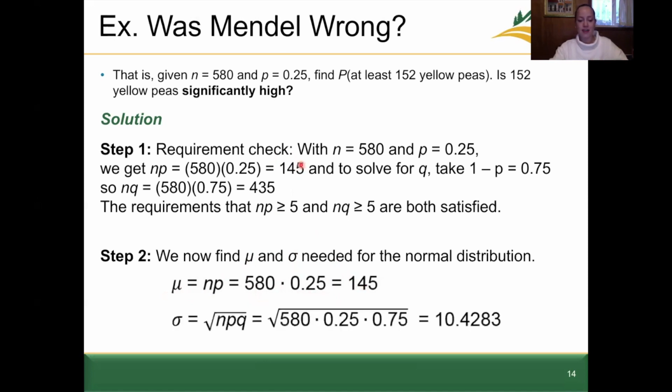Then for the standard deviation, sigma is equal to the square root of n times p times q. We plug in our value for n, 580, our value for p, 0.25, and our value for q, 0.75. We multiply all of these, then we take the square root. We should get a value of 10.4283. Okay, so that was step number 2. We needed a mu value or a mean value. We also needed a sigma value or a standard deviation value. So now we have those two values moving forward.